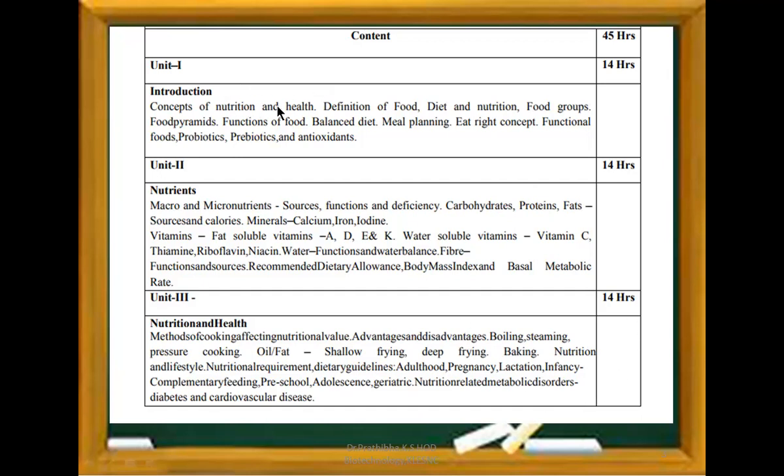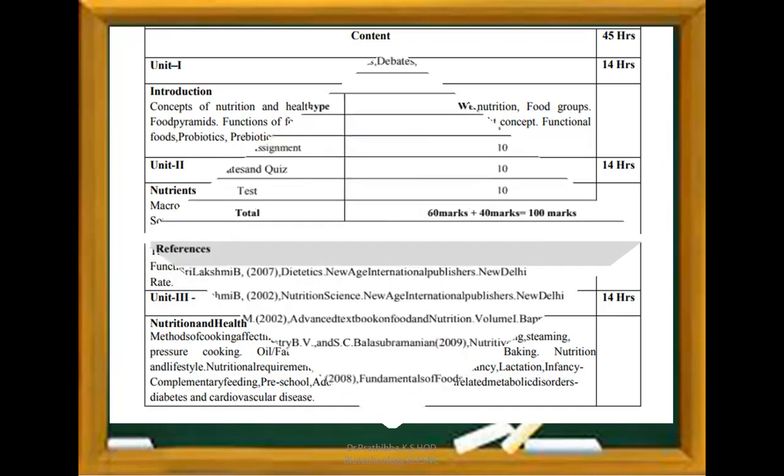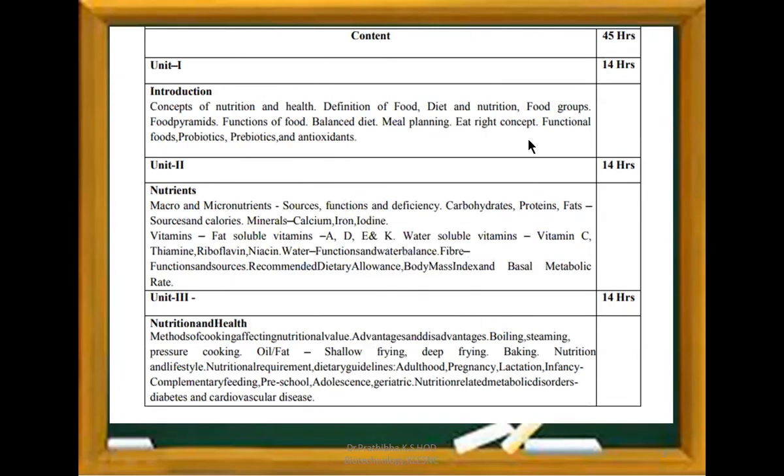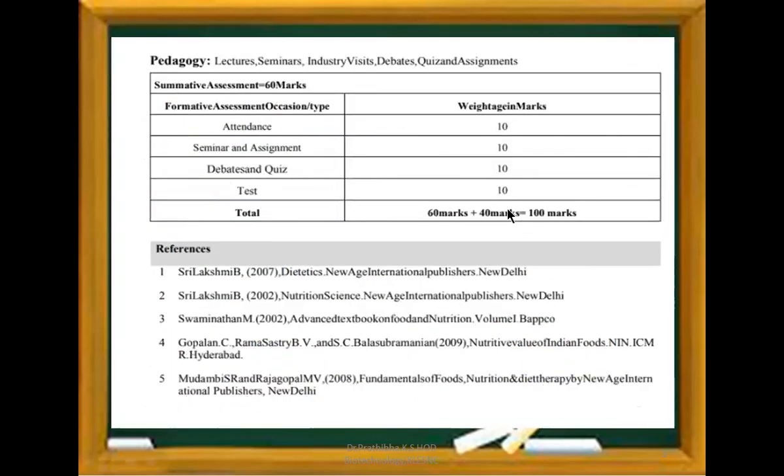Unit 1, concepts of nutrition health, 14 hours, macro and micronutrients, 14 hours, then methods of cooking affecting the nutritional value, which carries 14 hours. So under this nutrition health, you are studying units 1, 2, and 3. Further, this theory concept you are writing in the examination for 60 marks, and 40 marks is your internal marks. So together 100 marks you are attempting.